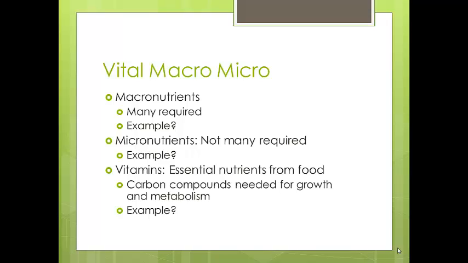Vitamins are also essential nutrients that come from food that the body cannot synthesize. Carbon compounds are needed for growth and metabolism, and these are found in the vitamins. So, an example of a vitamin is B1, B2, vitamin C, niacin. Not vitamin D though, because that's a hormone.